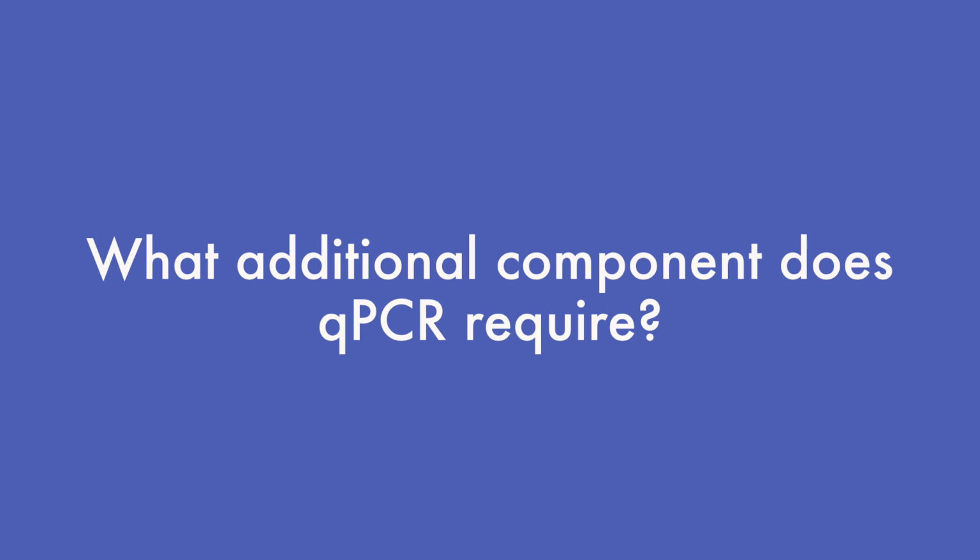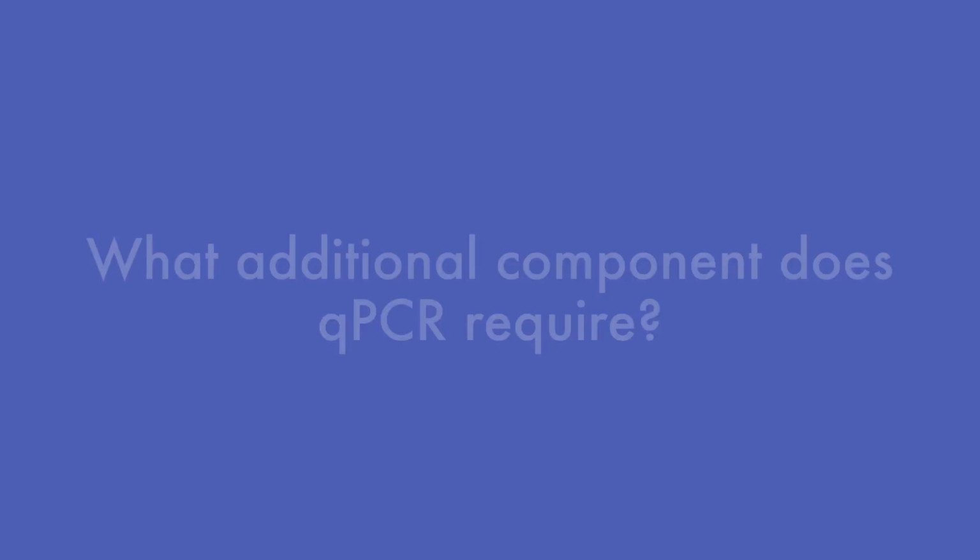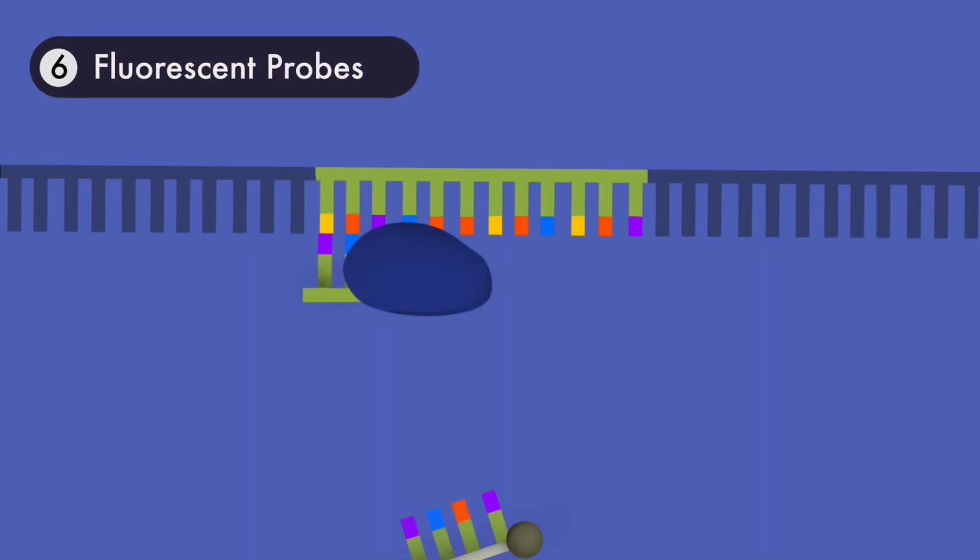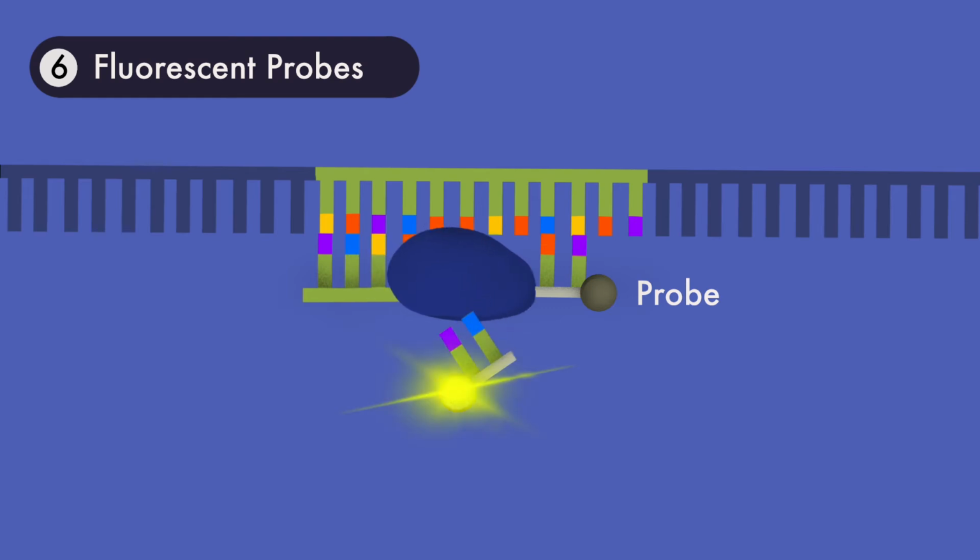All of these reagents are also used in traditional PCR, but qPCR has one more critical reagent that gives it its quantitative nature, the fluorescent probe. These probes are short DNA sequences that bind to the target region between the two primers. As amplification occurs, the probe is cleaved, or displaced, releasing a fluorescent signal that increases with each PCR cycle.